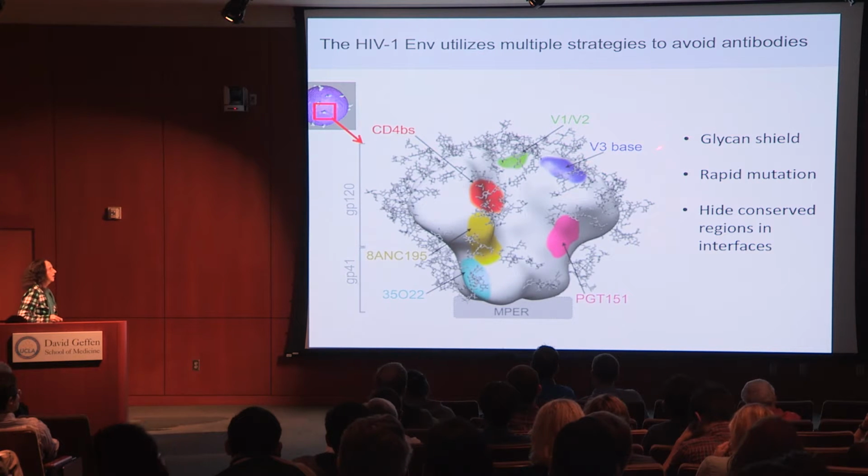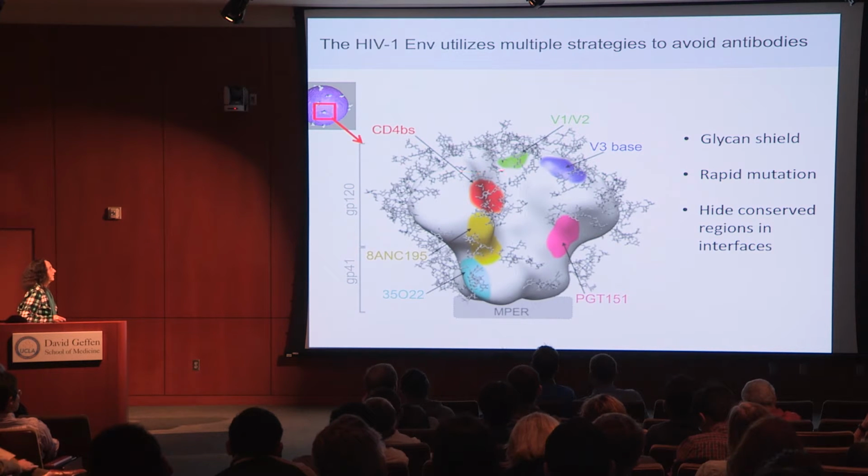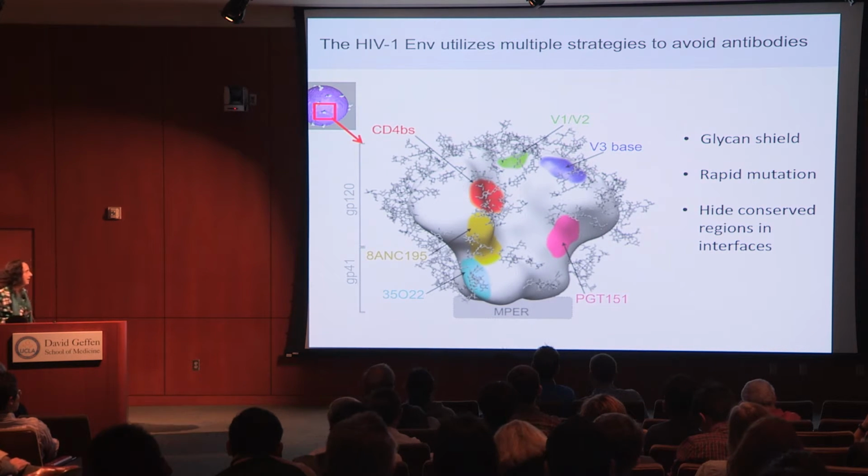Now another way HIV evades antibodies is by rapid mutation, through error-prone reverse transcriptase, so the whole thing keeps changing its sequence, and it changes which glycosylation sites are used as well. But then it hides the conserved regions that it has in interfaces. So these are things that the virus does.